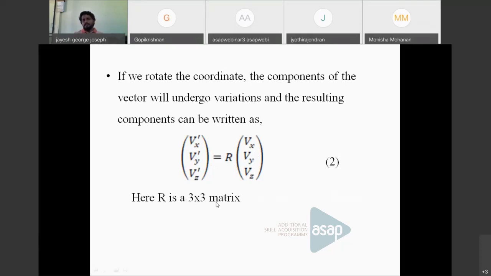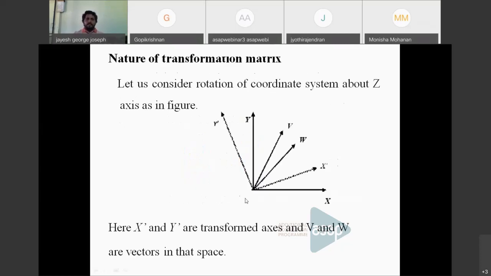Here R is a 3 by 3 matrix. The initial vector components are expressed in the form of a column matrix, and the final state is also a column matrix. R is a matrix and its dimension is 3 by 3. Now we are going to check the nature of this transformation matrix R. R is the transformation matrix from the initial coordinate to the final coordinate.